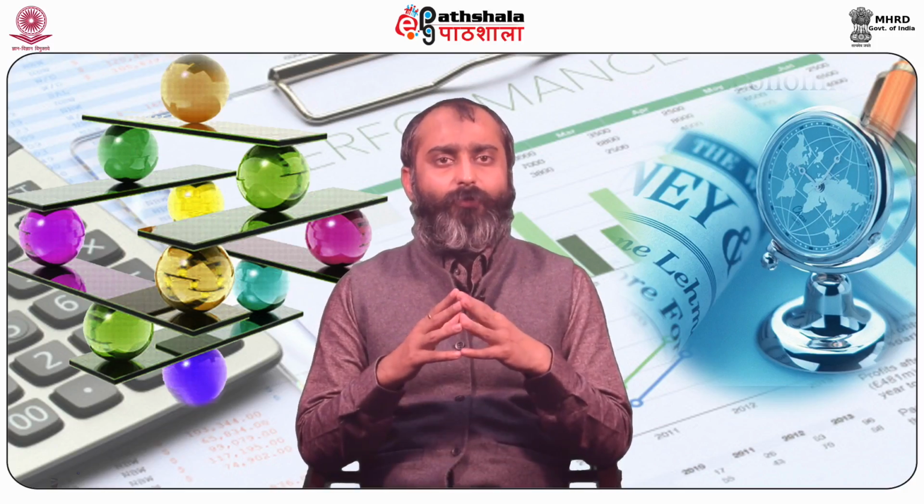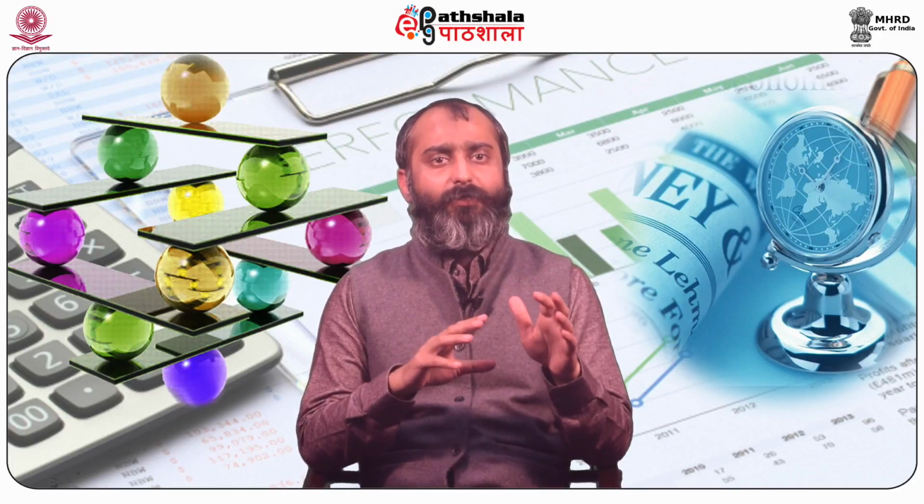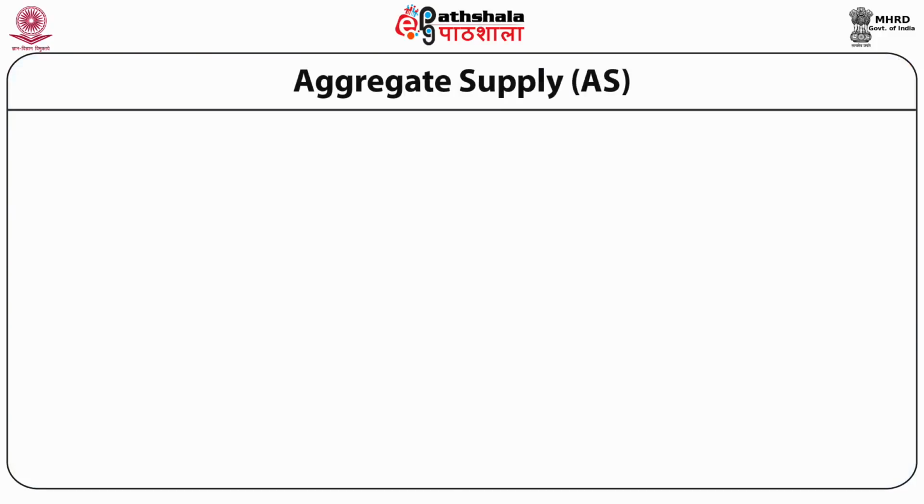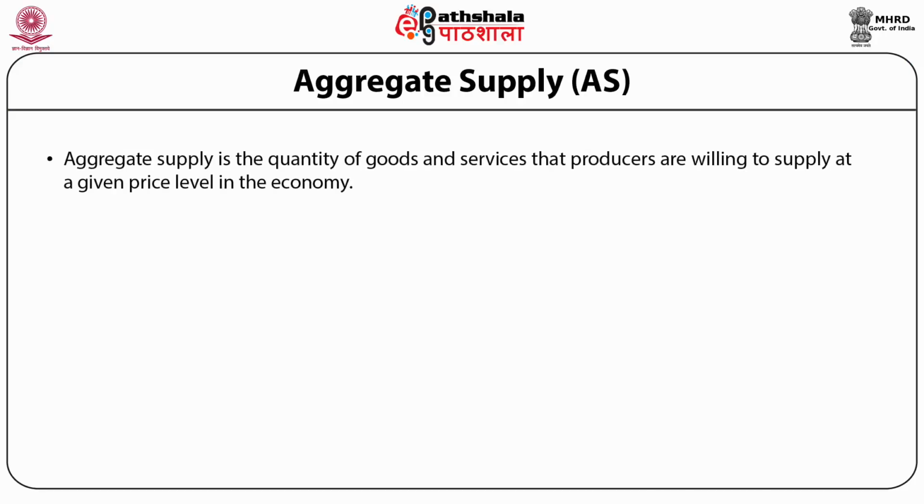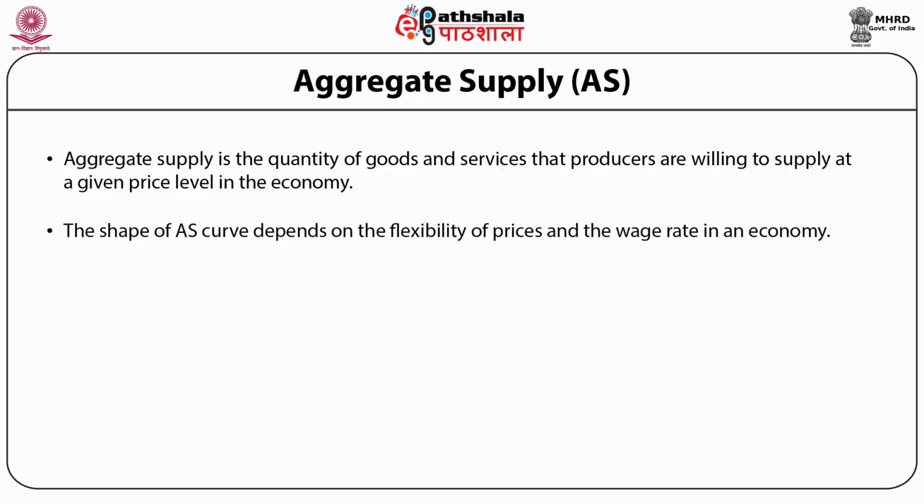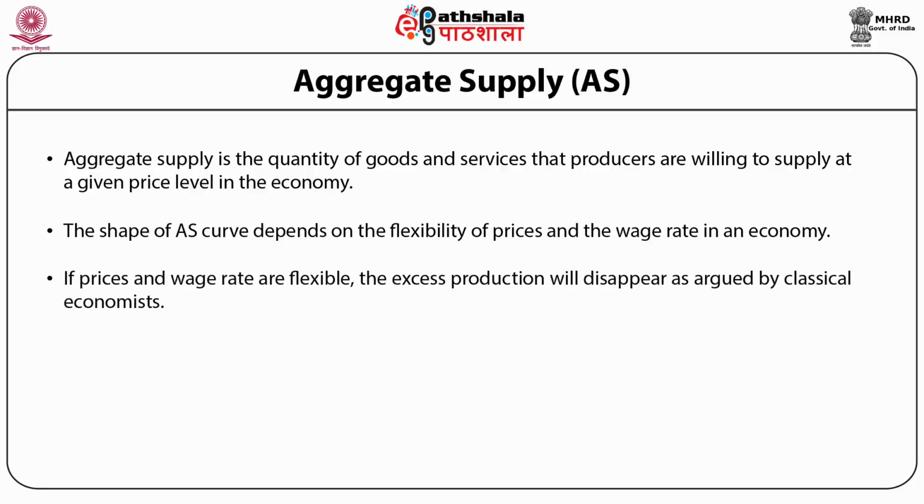Now we will come to the demand and supply explanation of inflation. The change in aggregate demand and aggregate supply provides a general understanding of factors responsible for inflation. Aggregate supply. Aggregate supply is the quantity of goods and services that producers are willing to supply at a given price level in the economy. The shape of the AS curve depends on flexibility of prices and the wage rate in an economy. If prices and wage rate are flexible, the excess production will disappear, as argued by classical economists.